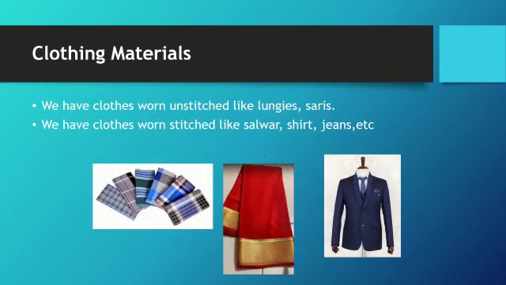Now, clothing materials. We have many patterns of cloth worn unstitched, like lungi and saris, because we need not stitch them. They are readily available to use. But we also have cloth worn stitched, like salwar, shirt, jeans, pants. They need to be stitched.